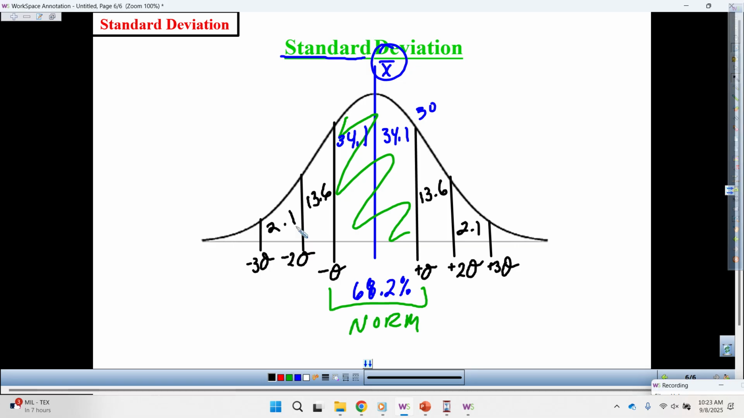Now, do we have crazy people that drive really, really crazy? Do you think I'm going to have people driving by here at 50 miles an hour? Guess what? They fall into this little itty-bitty space over here, which is 0.2%, not even 1%. 0.2%. Very rare, yes.